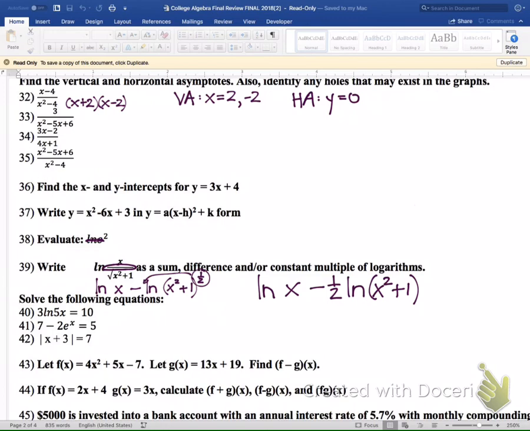Solving exponentials, solving logs, that type of thing. 40, 41, that's similar to what we did on our quiz last class. So remember for 40, what would you have to get rid of first in 40? Divide both sides by 3.